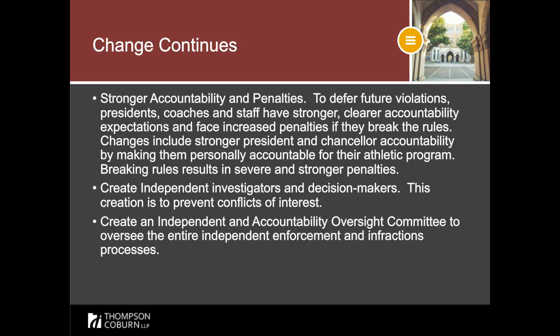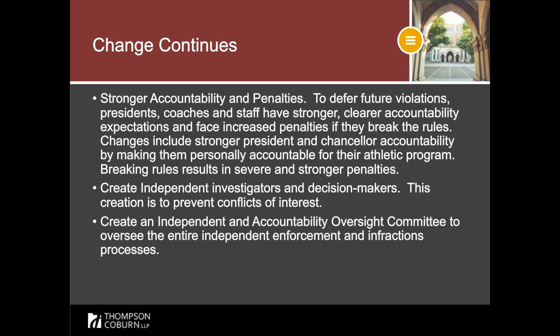They adopted changes of stronger accountability and penalties. To deter future violations, presidents, coaches, and staff would have stronger, clearer accountability expectations and face increased penalties if they break the rules. Changes included stronger president and chancellor accountability by making them personally accountable for their athletic program. Breaking rules resulted in severe and stronger penalties.